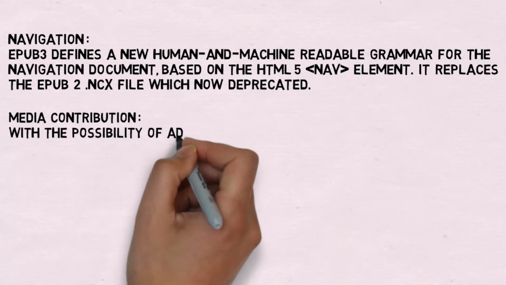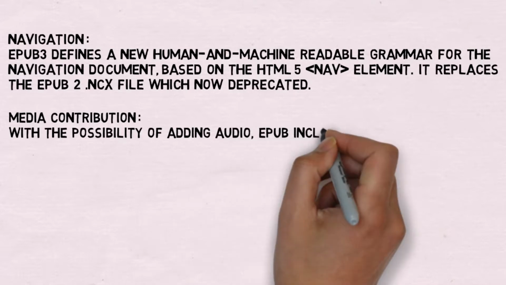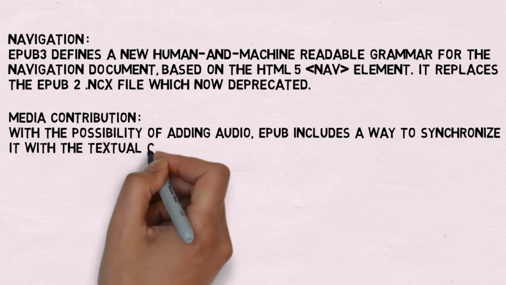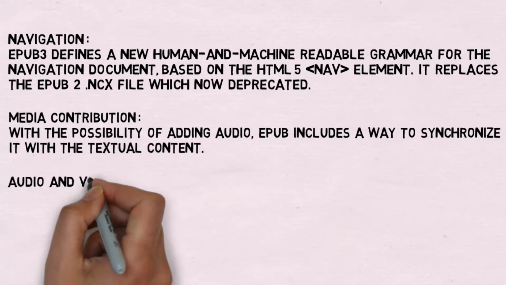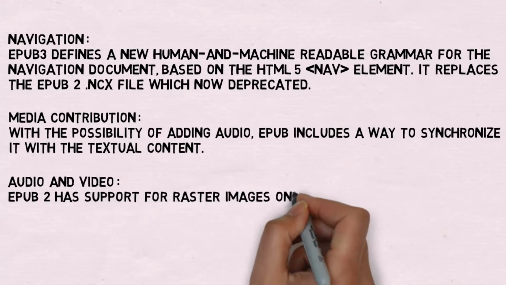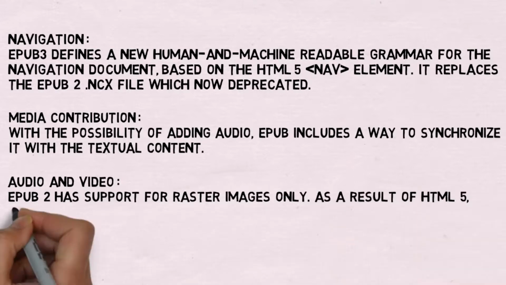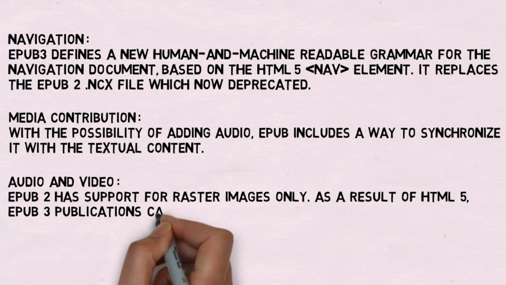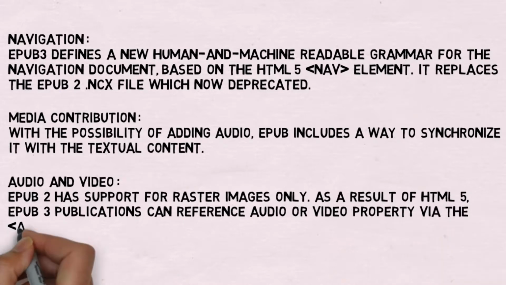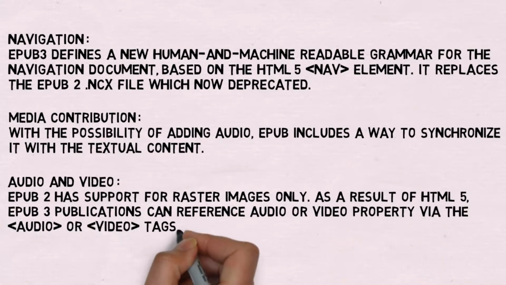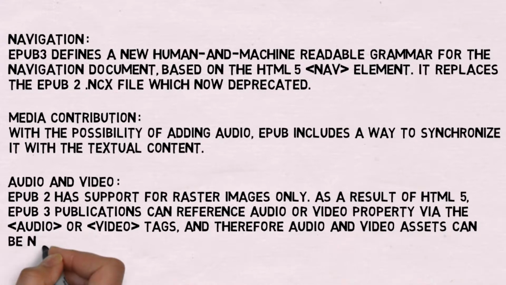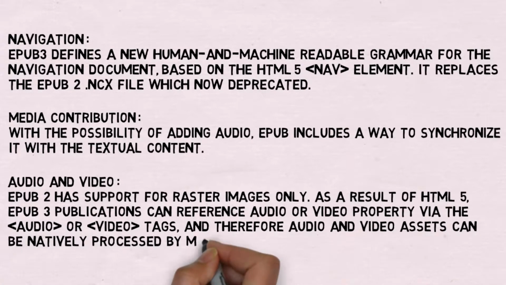Media overlays. With the possibility of adding audio, EPUB includes a way to synchronize it with the textual content. Audio and video. EPUB2 has support for raster images only. As a result of HTML5, EPUB3 publications can reference audio or video via the audio or video tags, and therefore audio and video assets can be natively processed by modern browser engines.